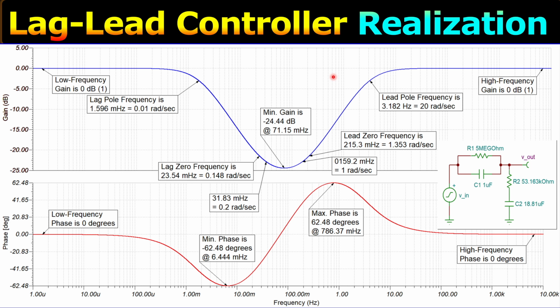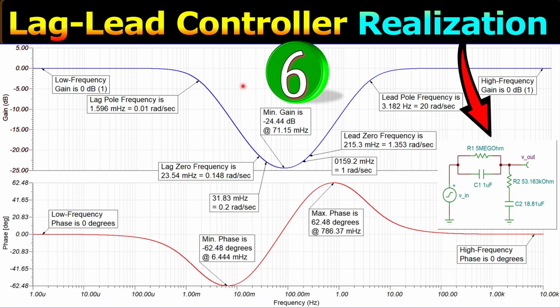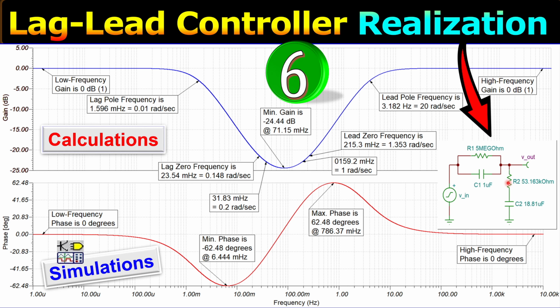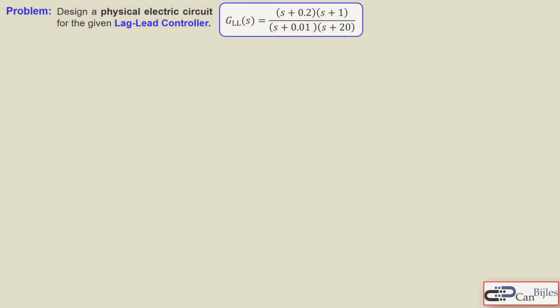And welcome to a new video about controller realization. This is our example number 6. In this example I would like to discuss the realization of a lag lead controller. So we'll look at the calculations again step by step to make this specific circuit and also verify our calculations using simulations in SPICE. So let's look at our example.